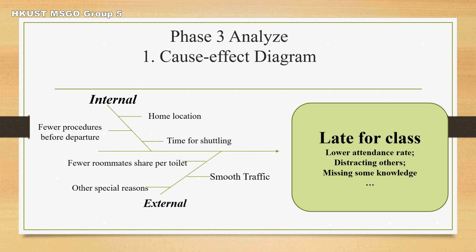After learning the requirement of students, we want to identify if there is significant difference between students attending class on time and students late for class. The first tool we use is cause-effect diagram. We divided causes into two main categories. Each category has some sub-causes.